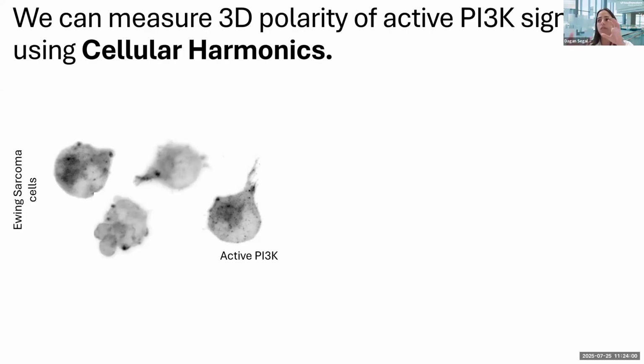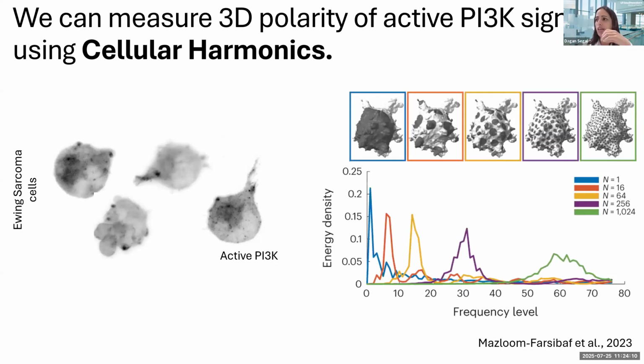And when I did that, I observed a lot of non-uniform distributions of PI3 kinase on the cell surface, and that's non-trivial to quantify in 3D. So I leveraged a tool also developed by Hanya from the lab and published last year called cellular harmonics. What cellular harmonics enables is quantifying the 3D surface pattern on a cell, whether it is more uniform or more polarized or more patchy, based on the calculated harmonic frequency curve.